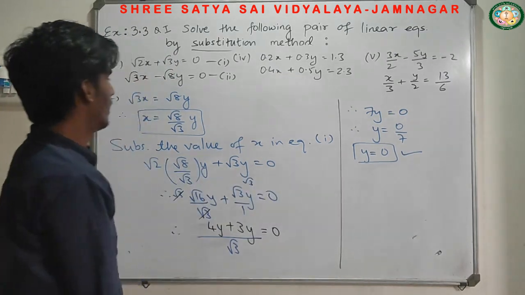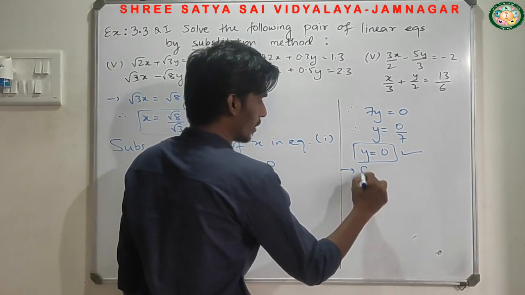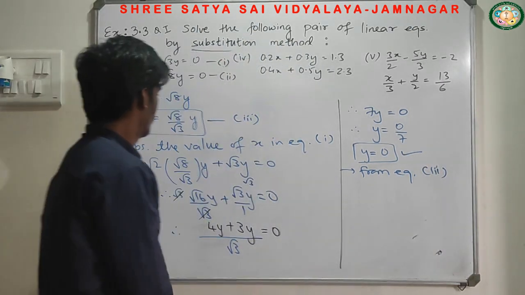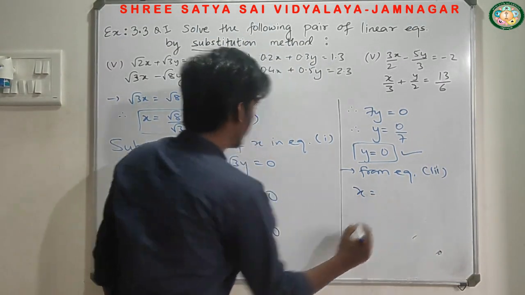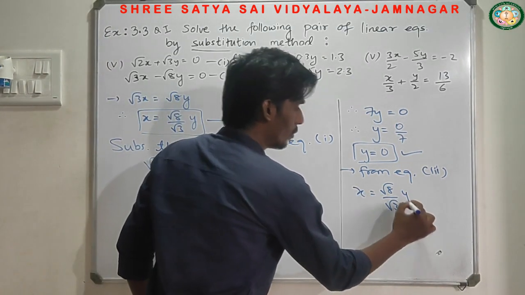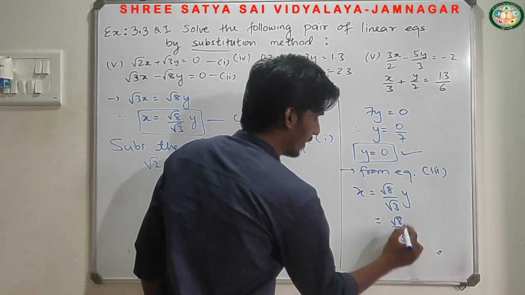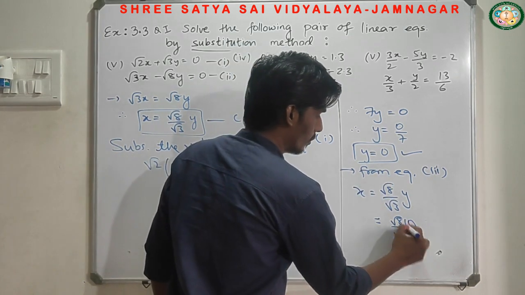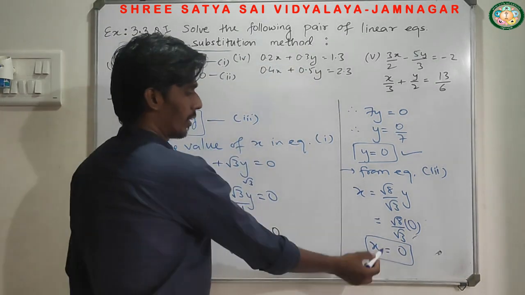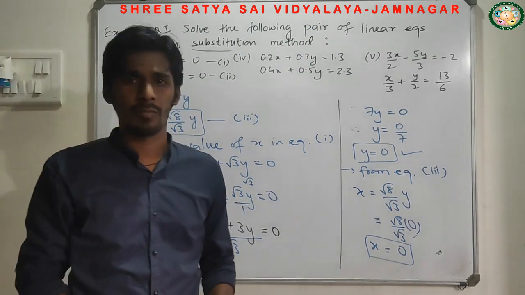Now to find x, replace in any of the equations, first, second or third. Let's take the third equation. From equation 3, what is x? x equals root 8 upon root 3 into y. This equals root 8 upon root 3 into the value of y. What is the value of y? It's 0. So 0 into anything is what? 0. So this is the value of x. So x is 0 and y is also 0. So this is the solution for the given equation 5th.